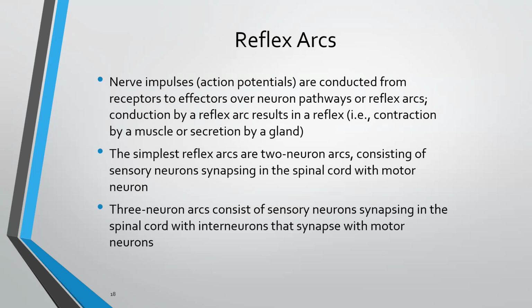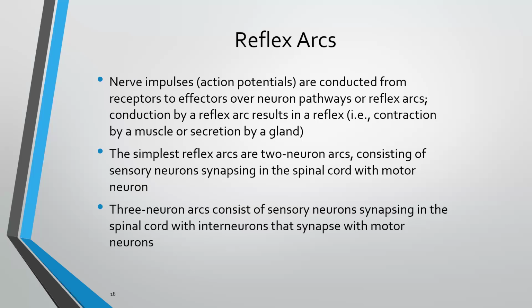All right, so reflex arcs. A reflex arc is the simplest type of neuron pathway. So nerve impulses or action potentials are conducted from receptors to effectors over neural pathways or reflex arcs. Okay. So, for example, contraction of a muscle or secretion by a gland. The simplest reflex arcs are 2-neuron arcs, consisting of only 2 types of neurons, which are sensory neurons and motor neurons.